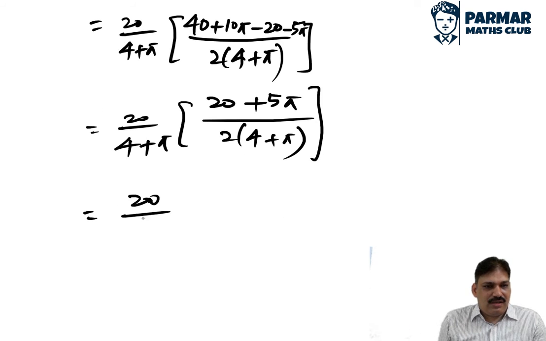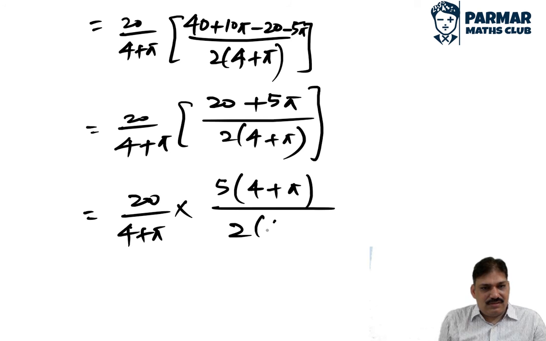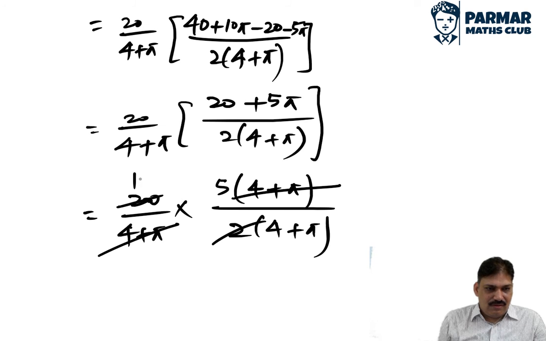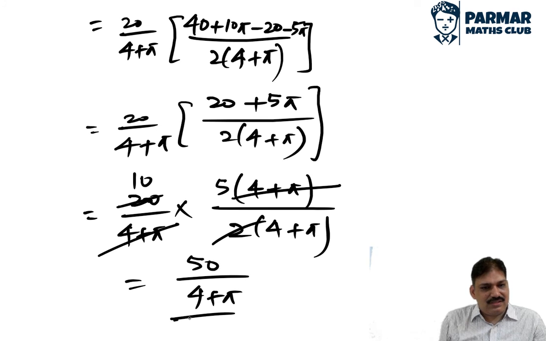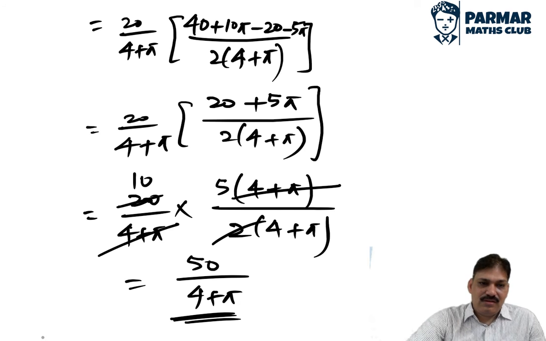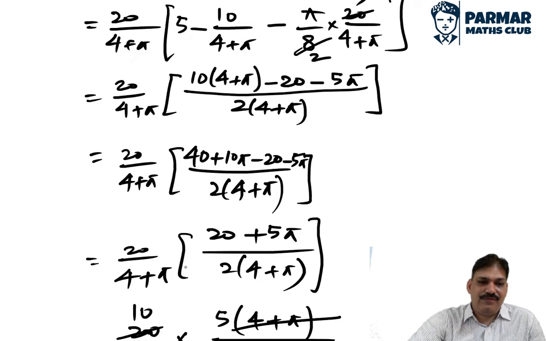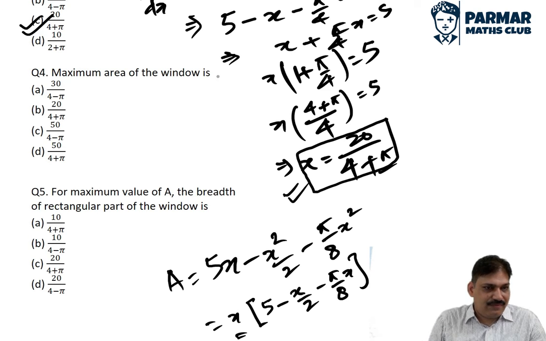This is 20 times of 4 plus pi. If I take 5 common from numerator, that is actually 4 plus pi, which can be cancelled out. So this is our final answer. 4 plus pi will be cancelled out. This 2 10s are 20. So 10 into 5, the numerator is 50 upon 4 plus pi. This is the maximum area of the window, 50 upon 4 plus pi. This D is the answer.